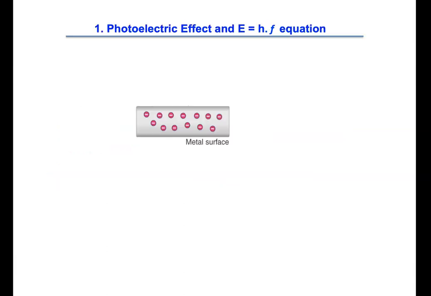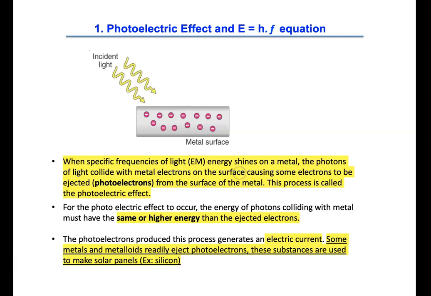So the first topic is the photoelectric effect and the E equals h times frequency equation. Consider a metal surface with electrons just on the surface as shown in pink, and then suddenly we are shining a light on it like that. What happens is, if the energy of the light is a certain frequency or higher, photoelectrons are emitted. Any kind of electron emitted from the surface of a metal due to incident light is called a photoelectron.